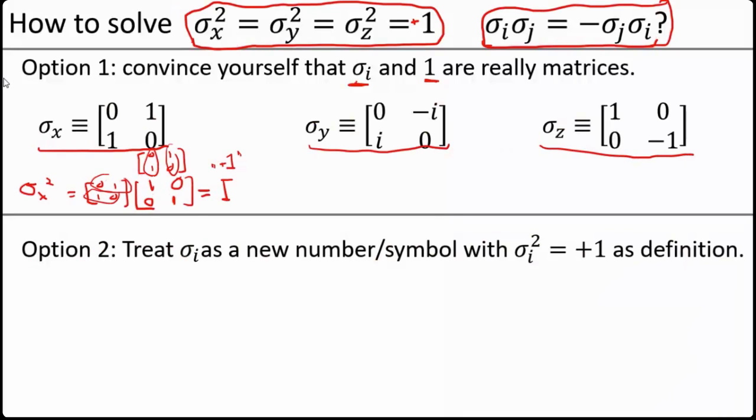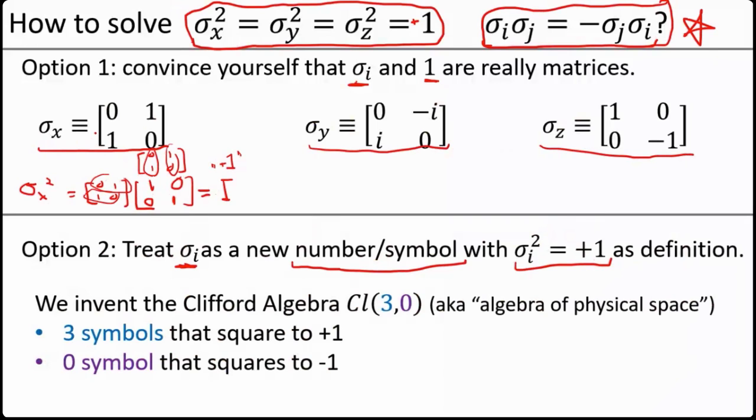Now, again, there's another option. The other option is just to treat the sigmas as new numbers or new symbols, with this, and I guess also the anti-commuting rule, as a definition. So kind of like before with i, where we saw you could think of i as a 2x2 matrix, but you could also think of i as just a symbol with some definition for what it squares to. We're doing the same thing with the sigmas, where we could think of them as matrices, but now we're going to think of them as just symbols that square to something.